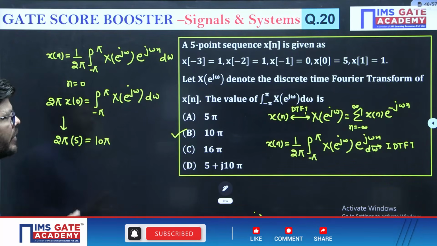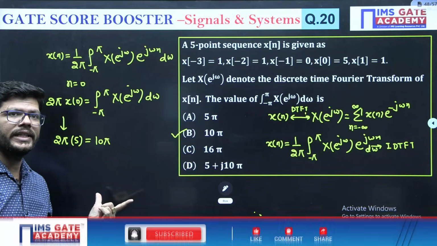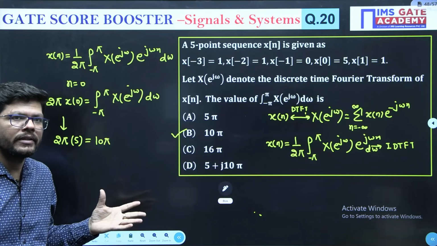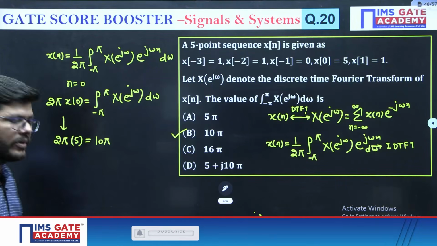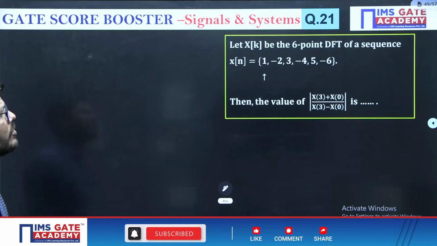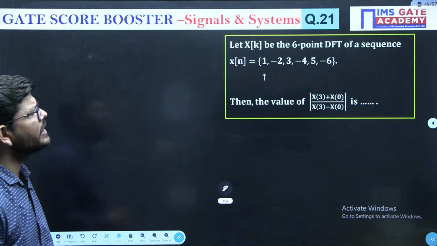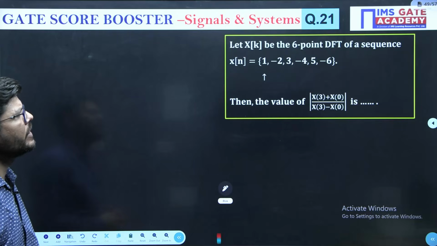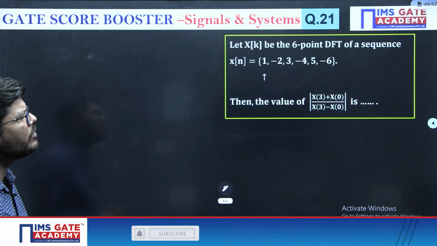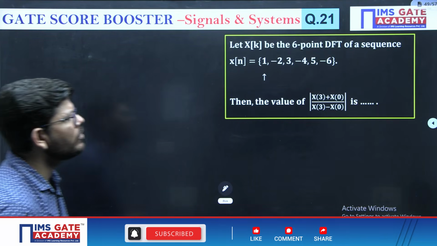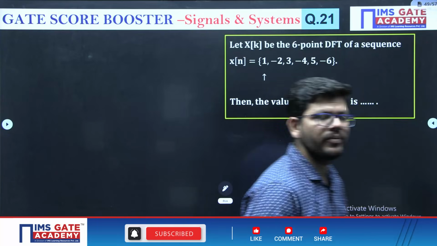Right, guys? I hope it is clear. This was an easy question. You can make it look easy if you remember these formulas and this trick. Then see this question, question number 21. If X[k] is the 6-point DFT of a sequence, then what is going to be the value of (X3 plus X0) upon (X3 minus X0)?